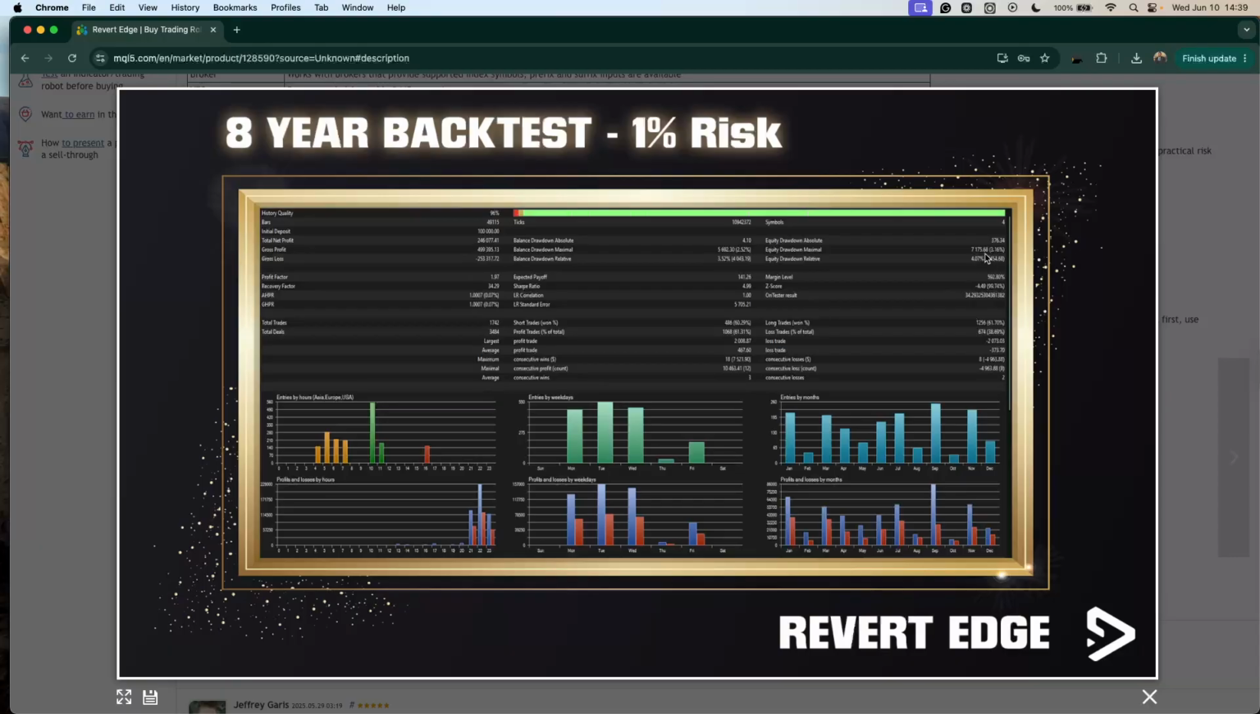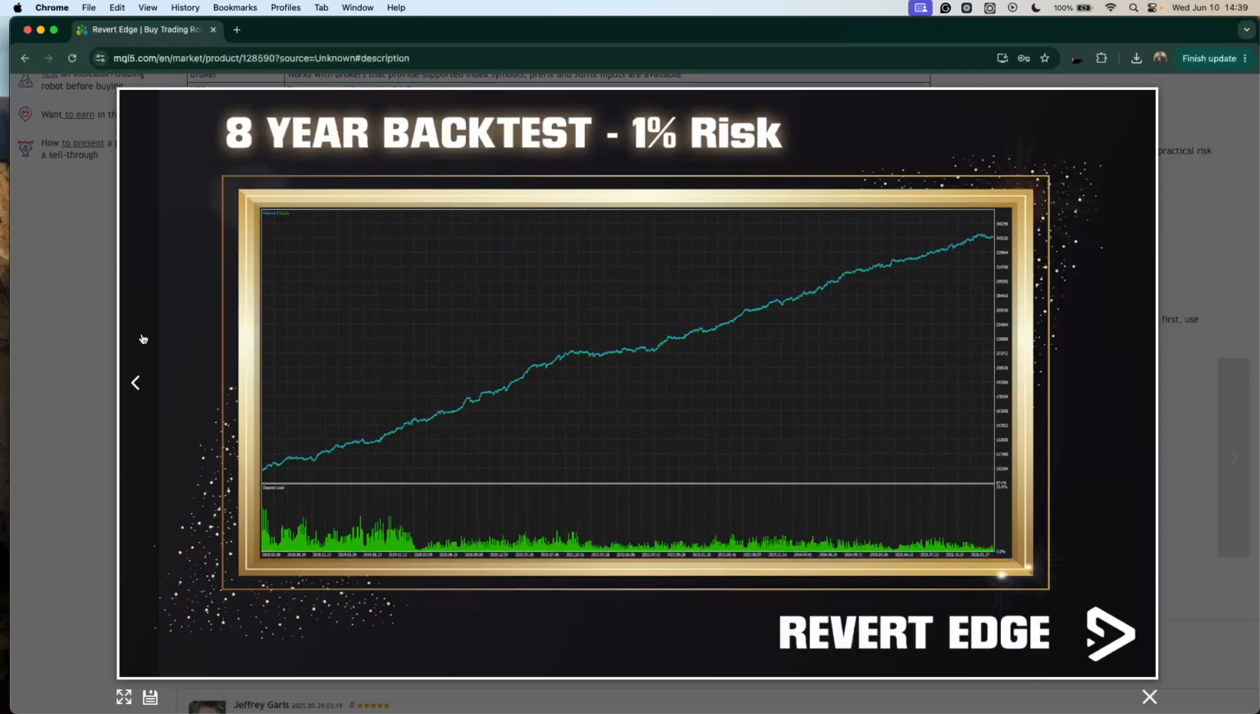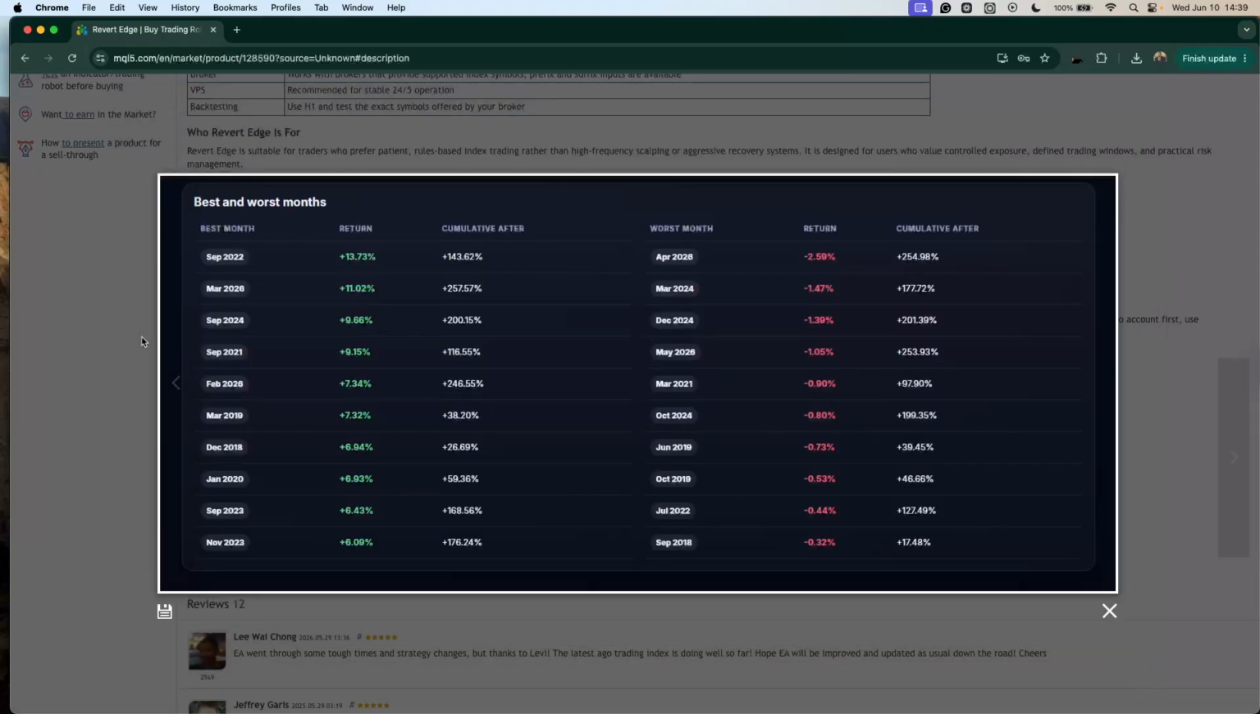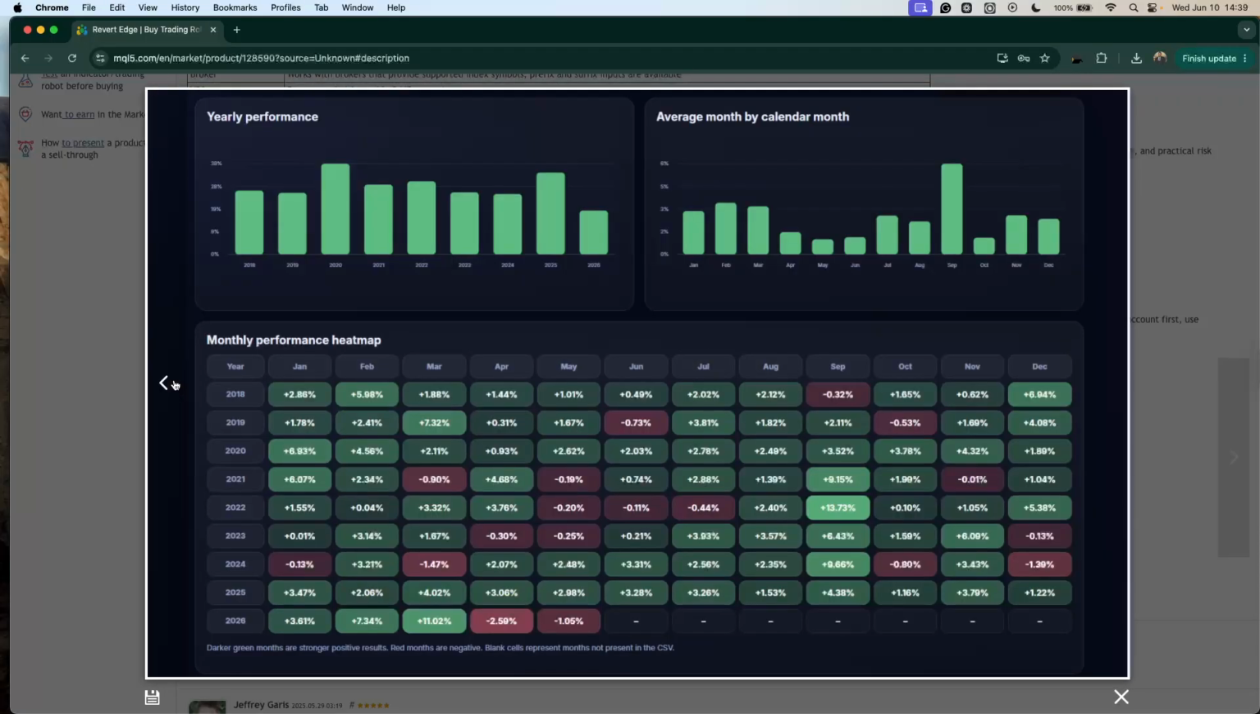This is what it looks like. We have 3% max equity drawdown, and the max balance drawdown is just 2.52%. All of these are impressive. They emphasize it's prop friendly with daily protections and no toxic recovery methods. Here is the equity curve and what it looks like, the best and worst months from their backtests.